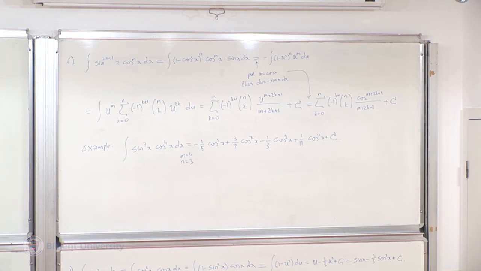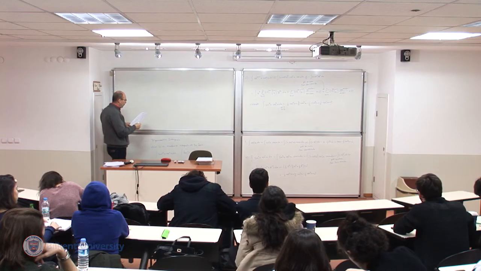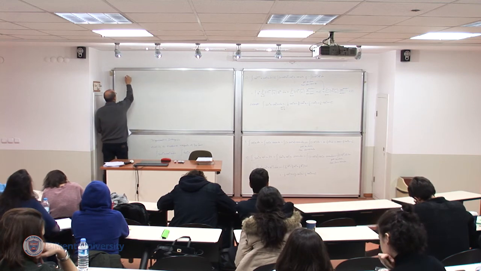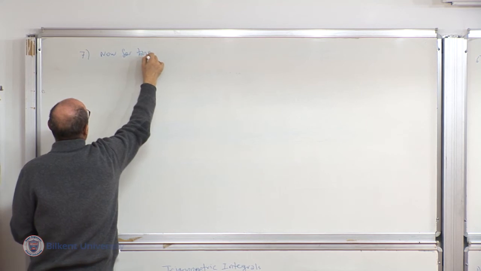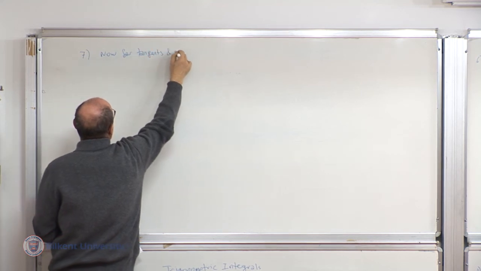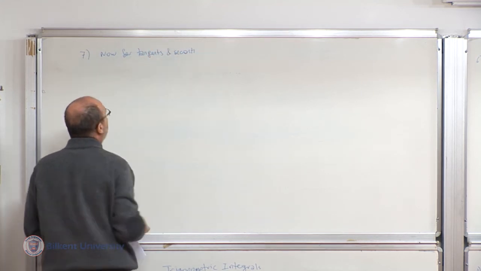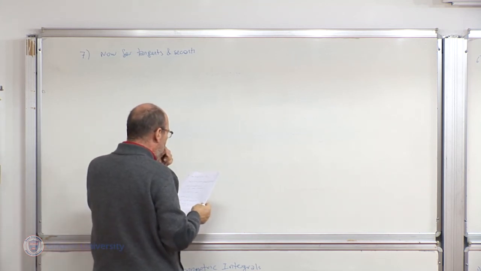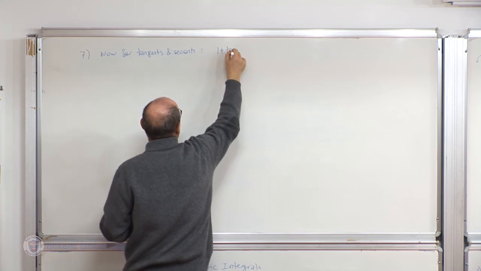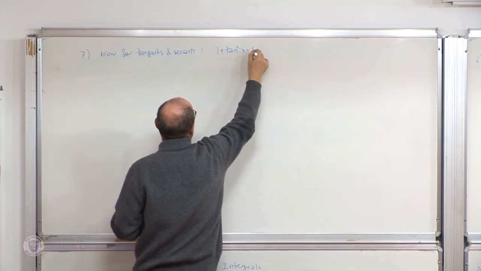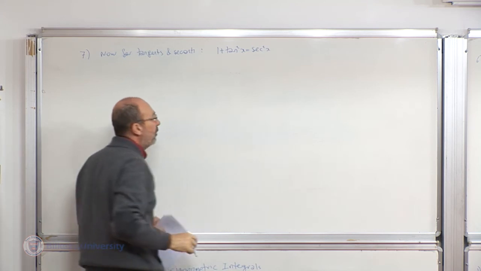Okay, now let's go to tangent and secant. Remember that we again have an identity between tangent and secants. Now for tangents and secants. Okay. So here we have 1 plus tangent square x is equal to secant square x. Okay, we are going to use that.